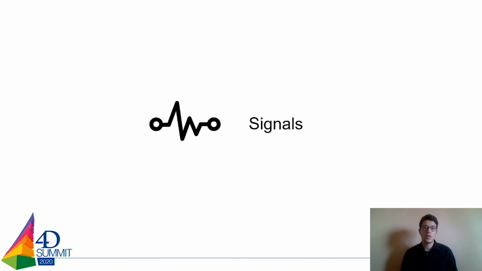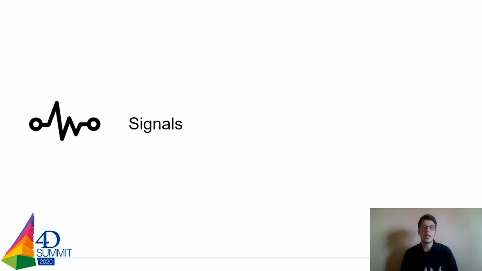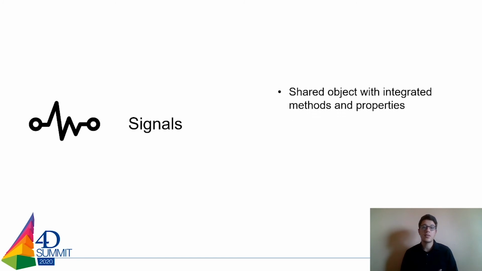Okay, so now we pass to see the signals. What are signals? Again, signals are specific and special shared objects that have integrated methods and properties. The principal role of signals is to ensure the scheduling of processes. In order to understand this, we're just gonna do a little example here.